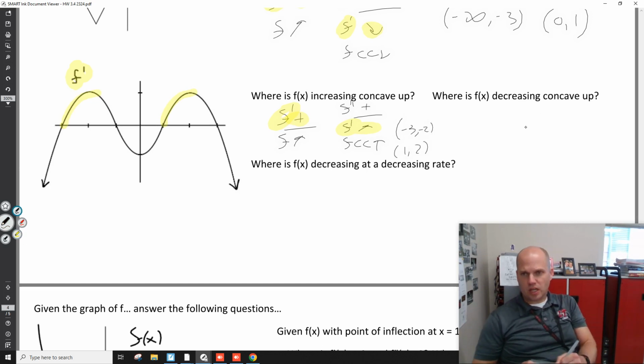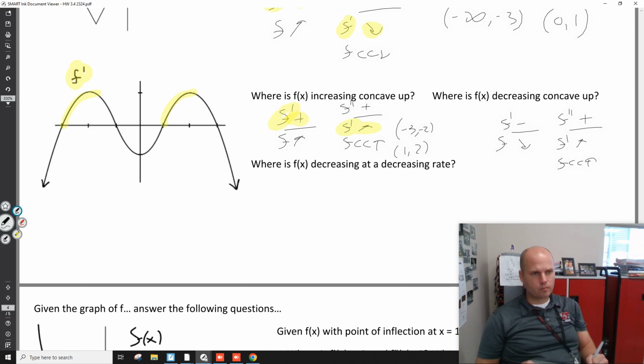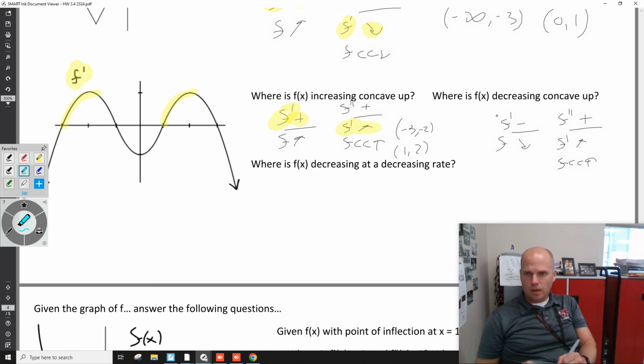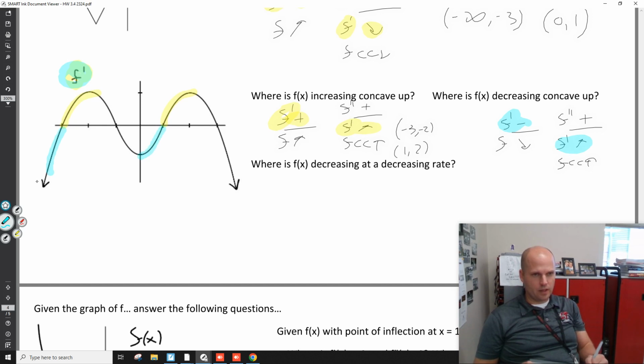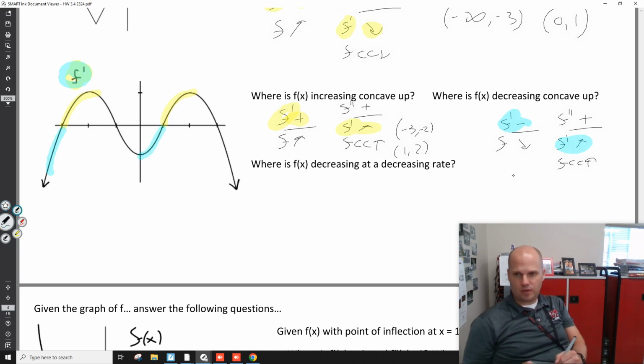F decreasing, concave up. F decreasing, F prime is negative. F concave up, F prime increasing, F double prime positive. Okay. I have F prime negative and increasing. F prime negative and going up. So that's -infinity to -3 and from 0 to 1.